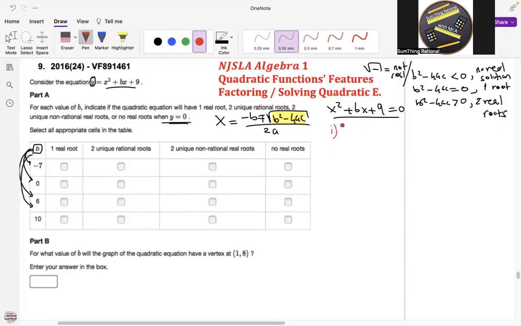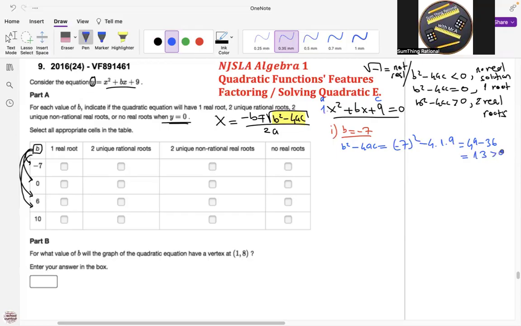Okay, this is a kind of introduction. Let's get started. When b is -7, what's going on? If b is -7, I want to calculate b squared minus 4ac. In this quadratic equation, a is 1, b is b, and c is 9. So b squared is -7 squared, 49, minus 4 times 1 times 9. 4 times 1 is 4, 4 times 9 is 36. So we got 13.